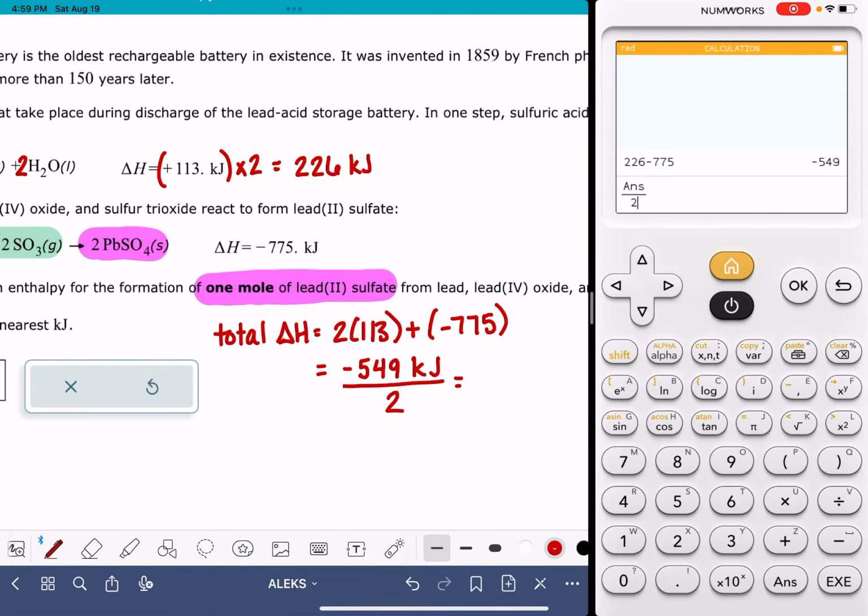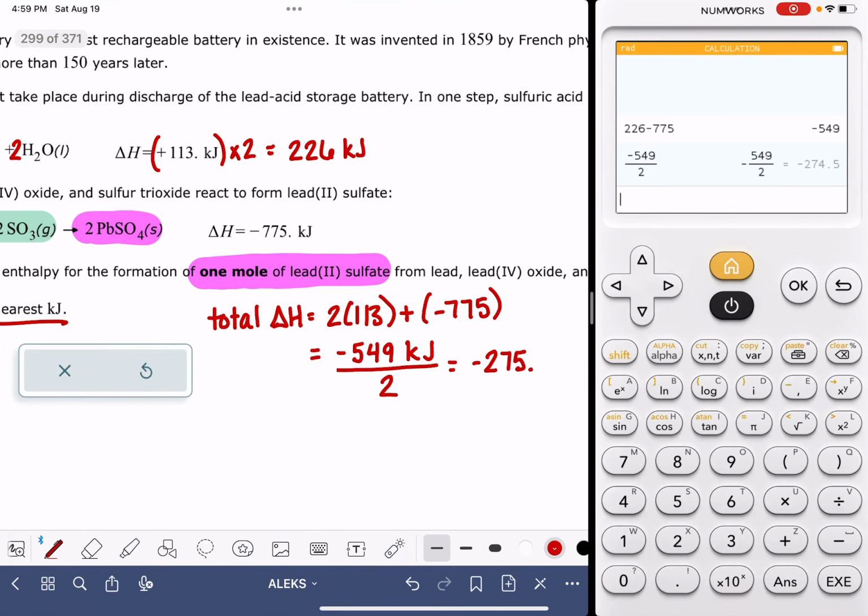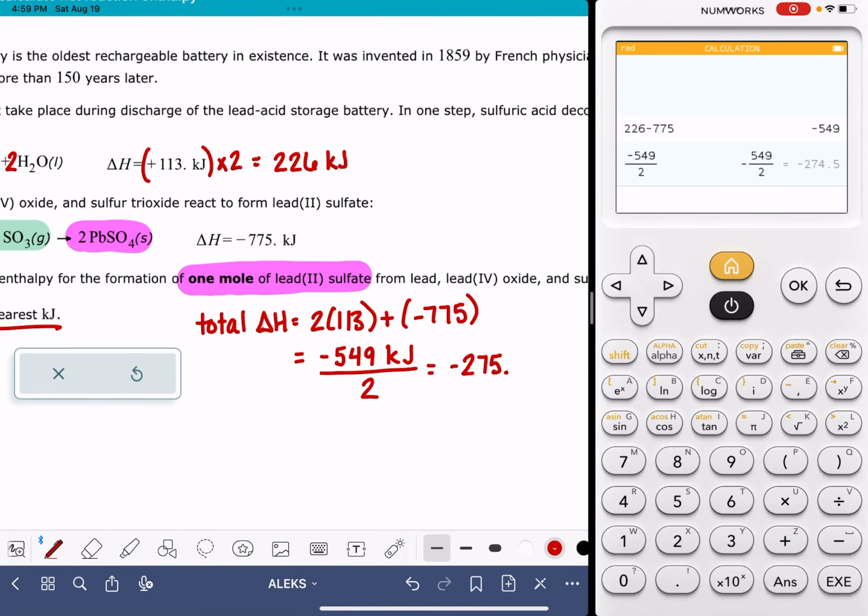And again, maybe you don't have to do that. If the stoichiometric coefficient here was 1, it wouldn't be necessary, or we would just be dividing by 1. This is going to give us negative 270. So it looks like it says round to the nearest kilojoule. So negative 275 is the answer.